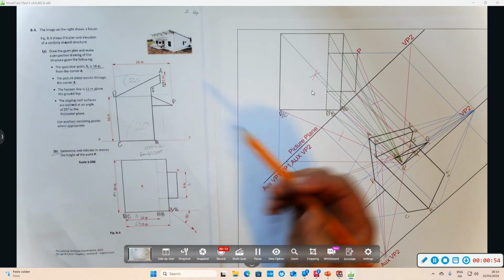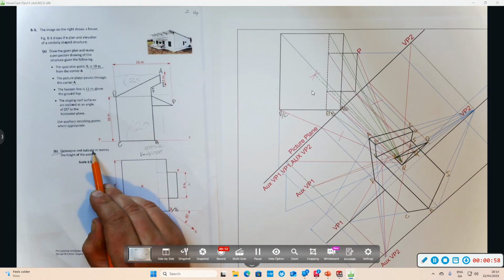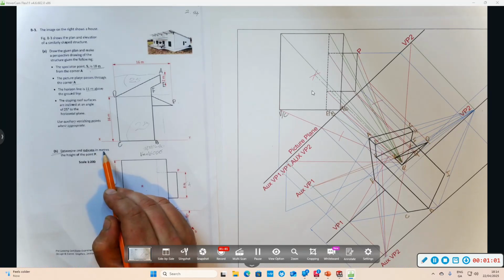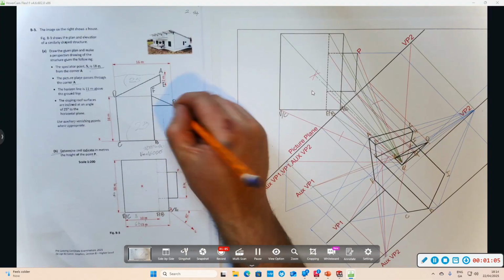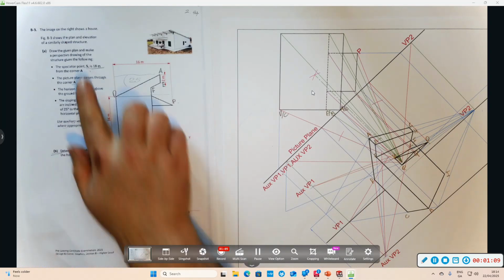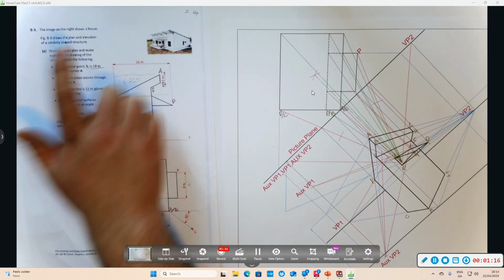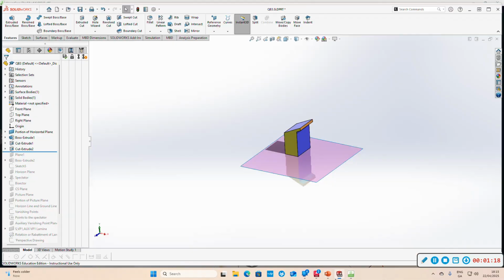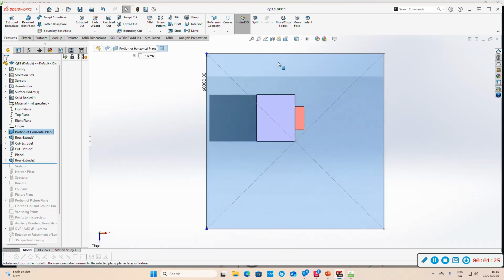Part B, determine and indicate in meters, so that means find and tell them, in meters, the height of point P. So there's P in plan, there's P in elevation, there's P in 3D. So I'm just going to start and show you a model of this before we draw the plan. Okay, so we'll just have a quick look at the model. So that's the solid there. We're going to draw the plan view of it.